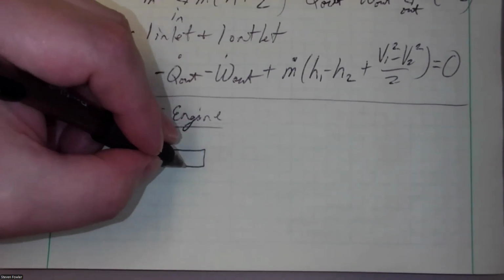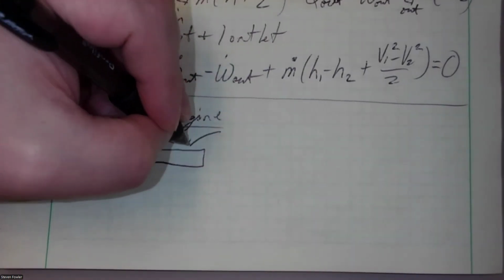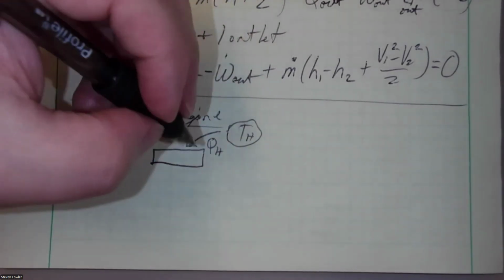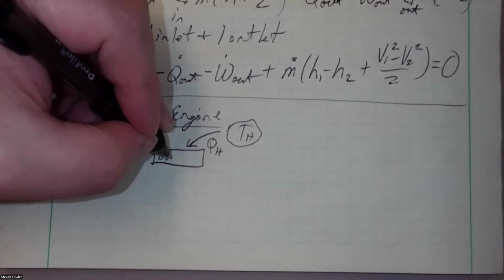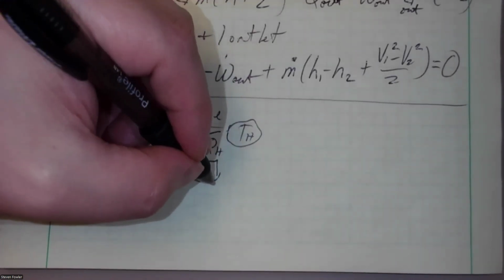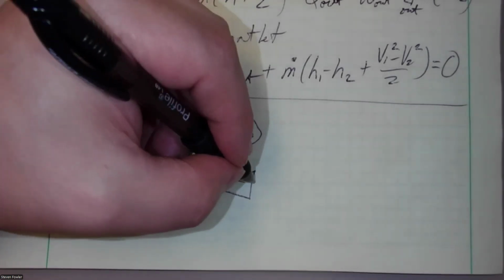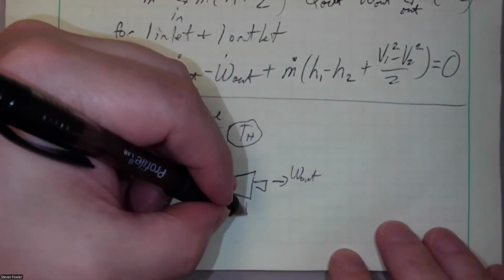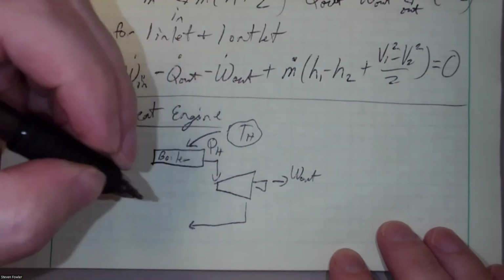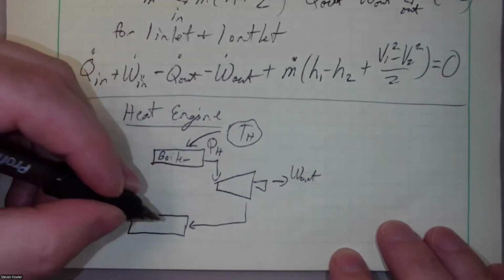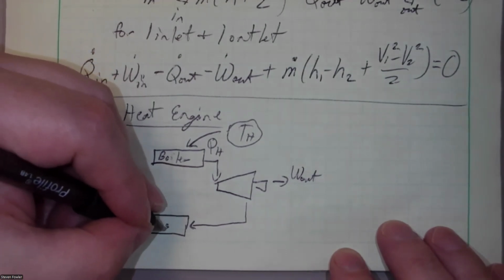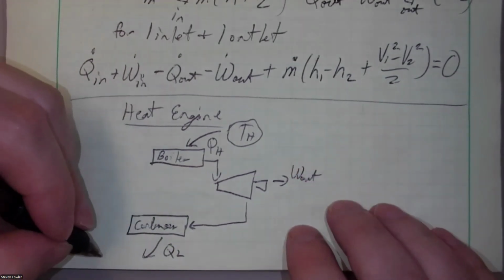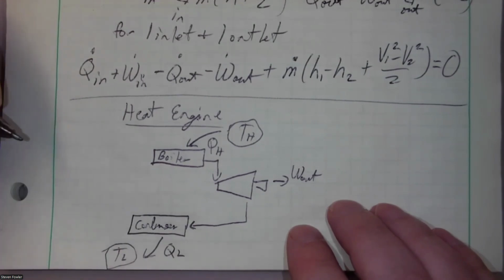A heat engine is a device that allows me to do some of that. A heat engine is a device that's going to absorb heat at a high temperature from some high temperature source in what we call a boiler. That boiler is going to kick out high pressure, high temperature steam into a turbine, and that turbine is going to extract work out. That turbine then is going to feed low pressure, low quality steam to a condenser. That condenser is going to reject the remaining heat that could not be converted to work to some low temperature sink.